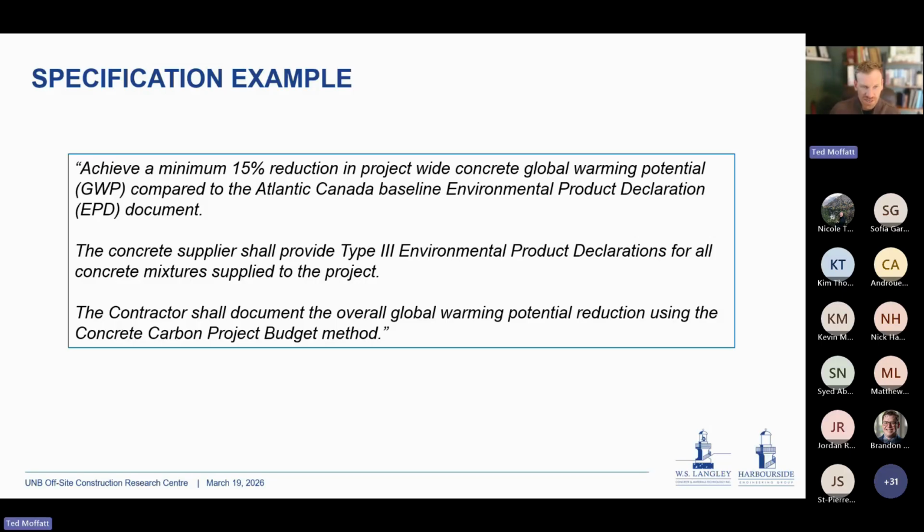Concrete suppliers are often needed to supply what are known as type 1, 2, or 3 EPDs. And then the contractor shall determine the global warming potential reduction using something that's known as the concrete carbon project budget method, which we'll talk about here in a second.